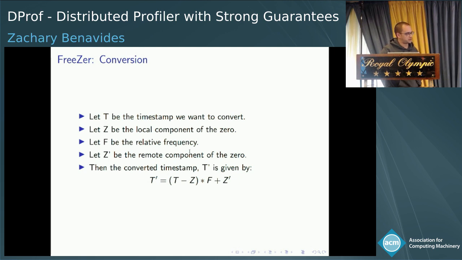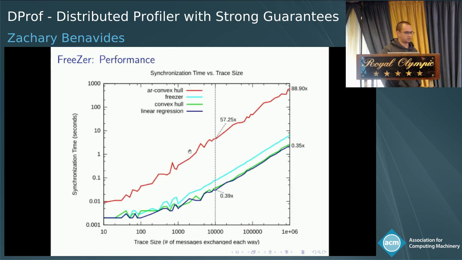then what we do is we just subtract the local component of the zero from the timestamp we want to convert. That essentially gives us an interval, and then we perform, you can think of it as a unit conversion from the units that the source clock measures to the units that the destination clock measures. That's what multiplying by f gives you. And then we add that back onto the corresponding remote part of the zero. Okay, so we do that for each timestamp in the thread, in the trace.